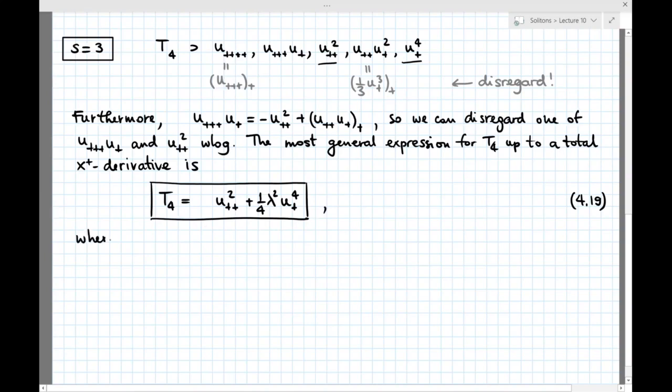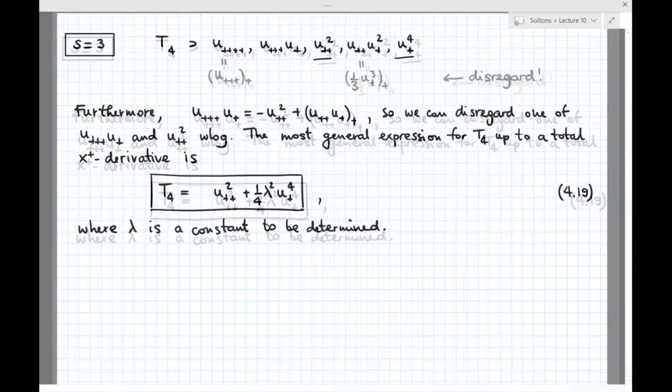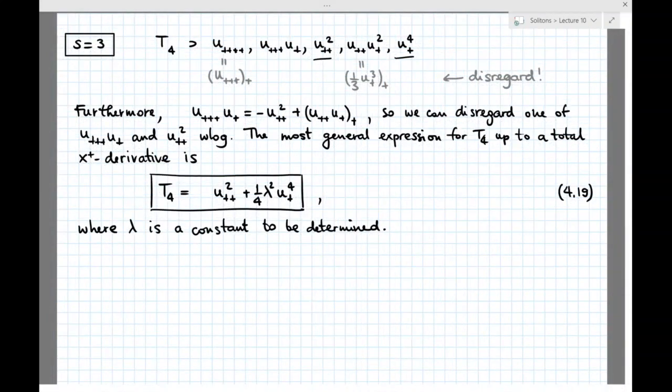So here lambda is a constant to be determined later. And 1/4 is for later convenience. Good. Now we can differentiate equation 4.19 with respect to x minus.